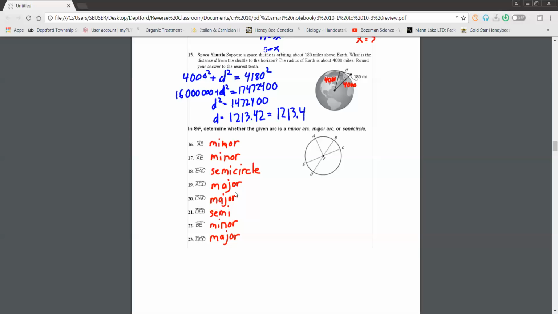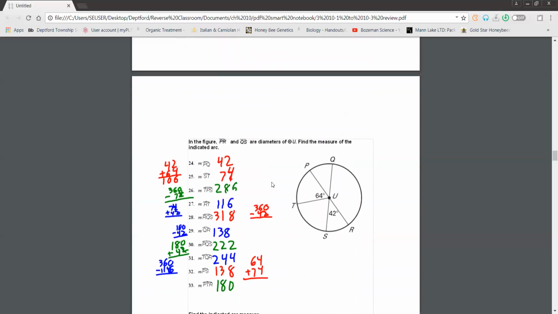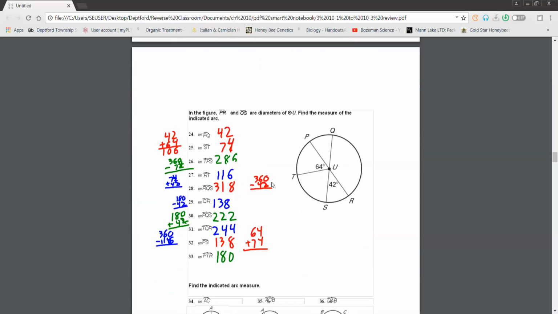So that's identifying them. Then we have the measure. These are open-ended, so you can put in when you want there. If you want to show some work, there's probably less work to show this. It's mainly adding and subtracting. Things like vertical angles work. So PQ is 42 because the vertical angle is here. So this is 42.